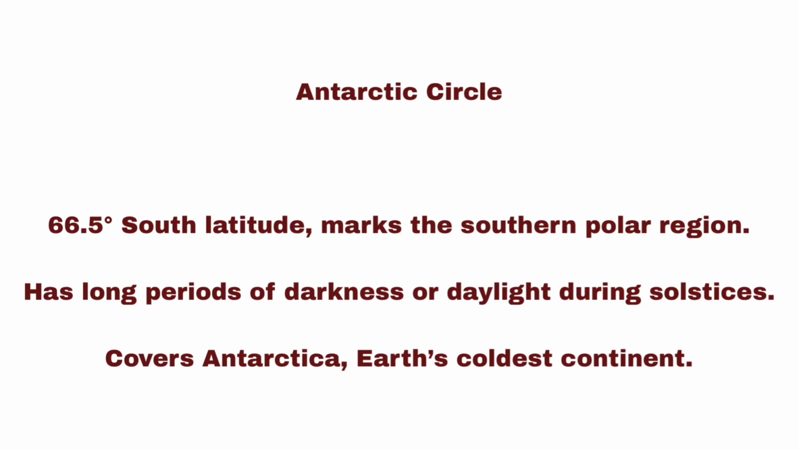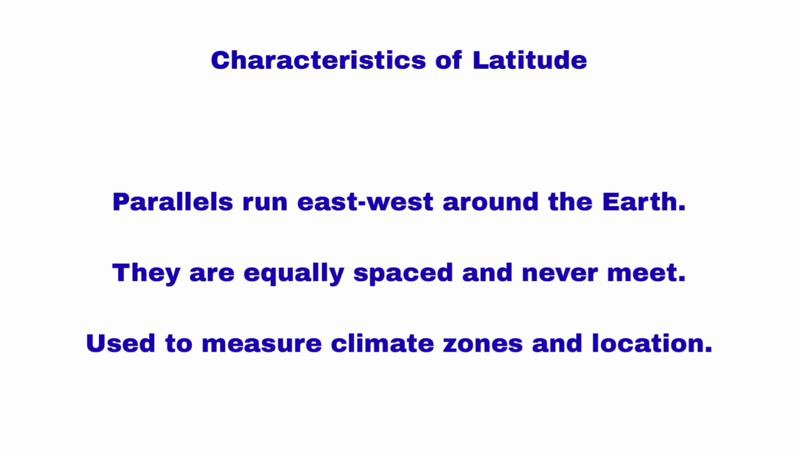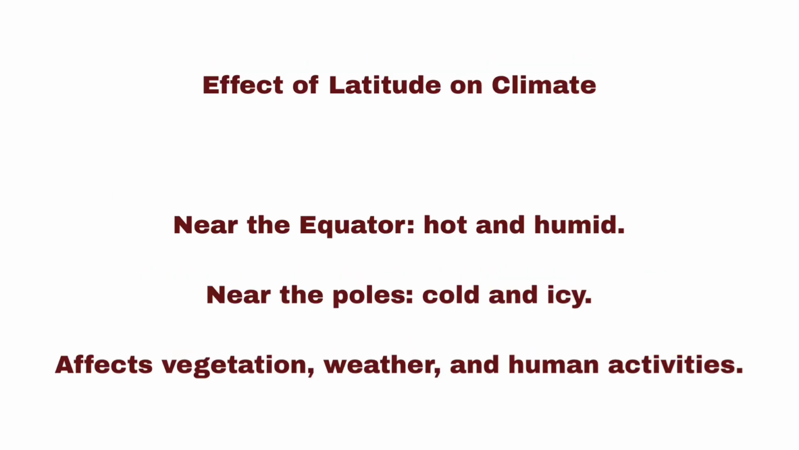Some characteristics of latitudes. Latitudes are imaginary horizontal lines. They run east to west. They are parallel to each other. The equator is the longest latitude. The length of latitudes decreases towards the poles. Total latitudes equal 180: 90° north plus 90° south. They measure the distance north or south of the equator.